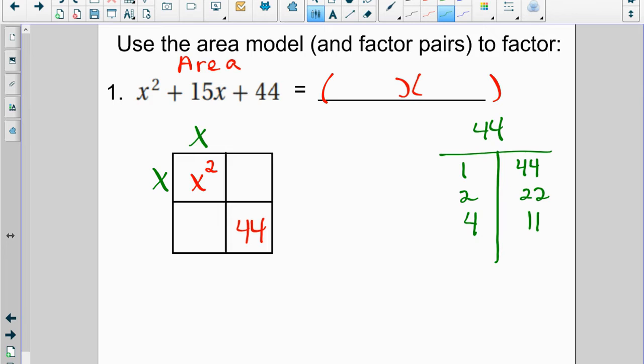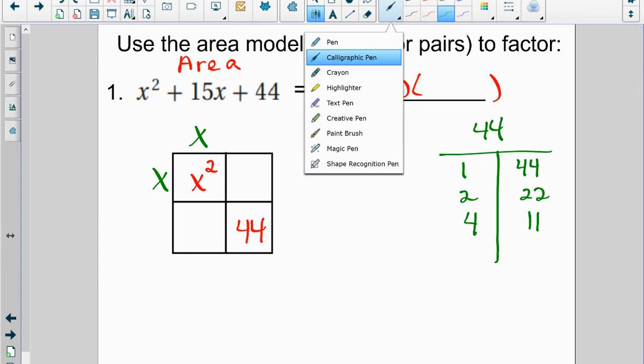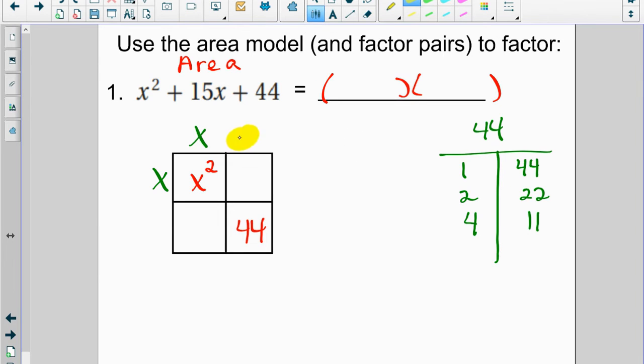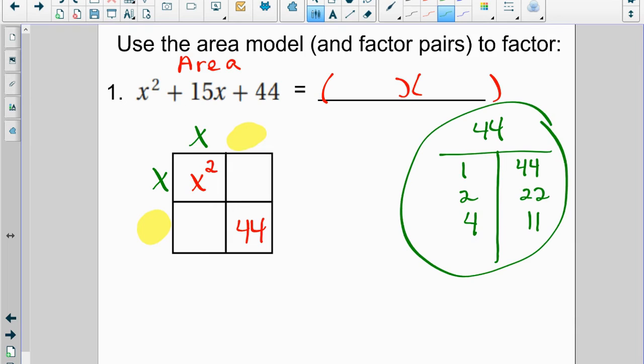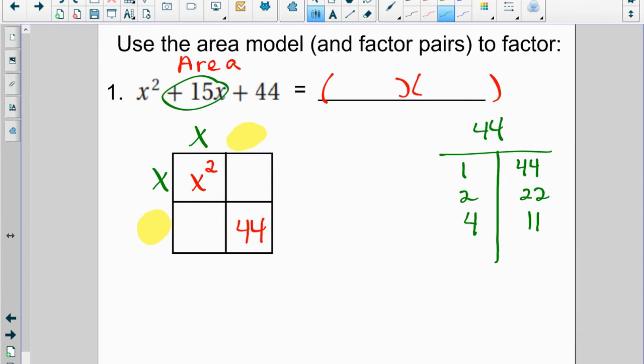So those are the only possible numbers that we could place above the last column and by the final row. So we have to figure out which numbers are the correct numbers. Now, if you think about our like terms here, they have to add up to 15x. So this is the puzzle. I have to pick 2 numbers that multiply to 44. In other words, they're in our list over here. But the same 2 numbers have to add up to that coefficient. They have to add up to 15.